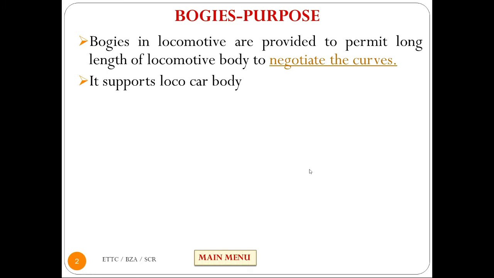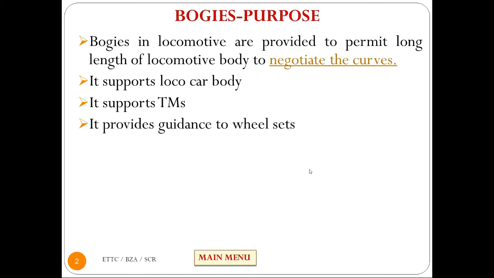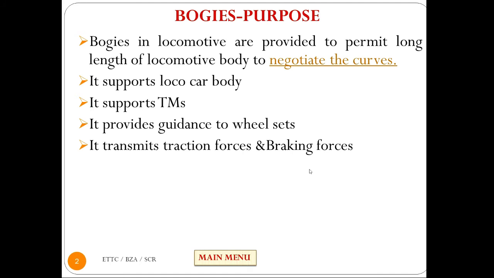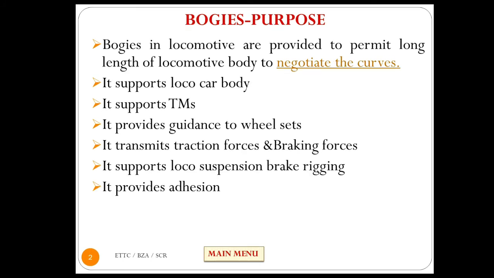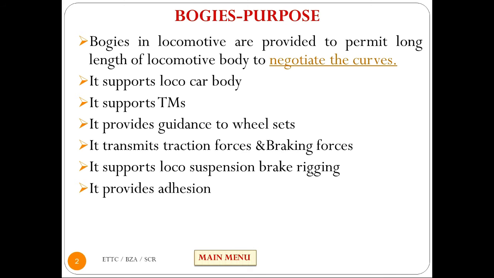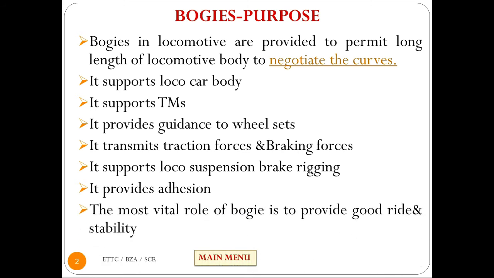Next, the purpose of the bogie is to support the loco car body. Whatever vertical load the loco body has, the total vertical load is carried by the bogie. Bogies support traction motors. Bogies provide guidance to wheel sets. They transmit tractive and braking forces. They support loco suspension and brake rigging. They provide adhesion. The most vital role of the bogie is to provide a good ride and stability.